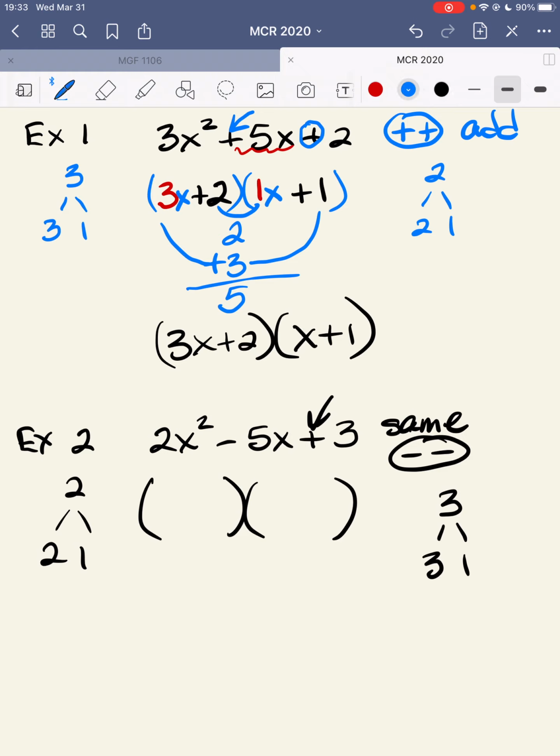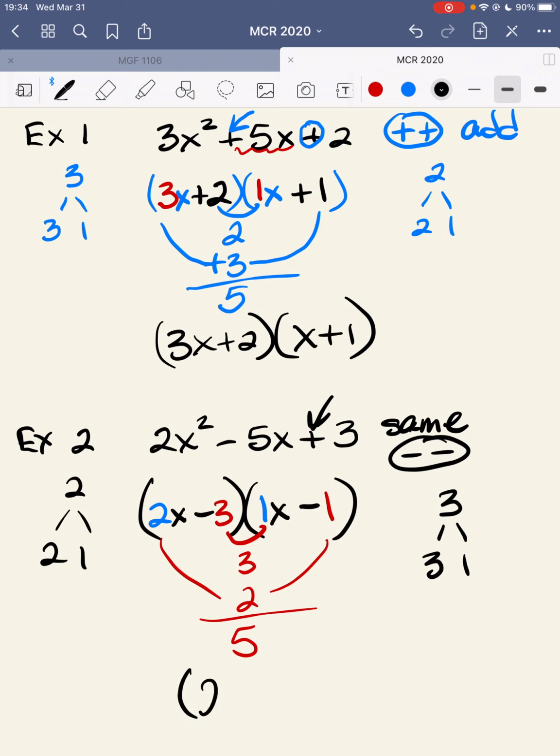I need a 5, so I have to use the same kind of trick, only now my 2 and my 1 go here, and my 3 and my 1 are going to go here, because I know if I do a quick necklace check, because we just did this one, that they're going to add up and give me 5. But in this case, my signs must both be negative. All right? So go ahead and add in your x's, add in your minuses, and you're good to go.